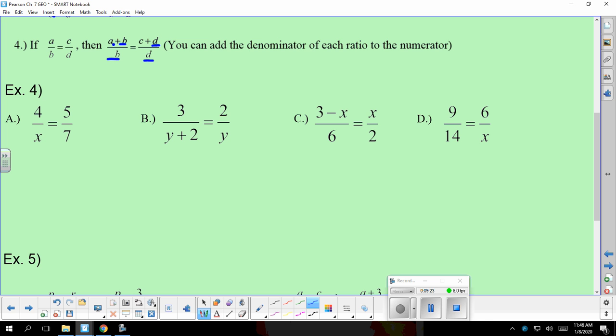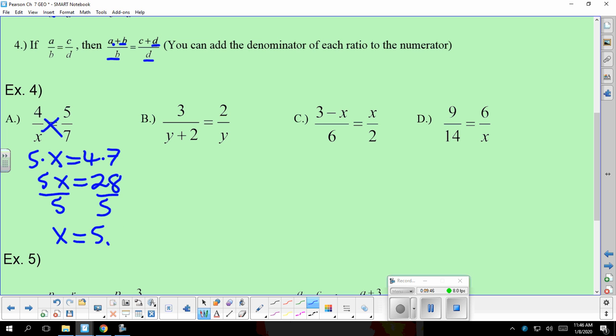So again, I'm going to cross multiply here. 5 times x equals 4 times 7. 5x equals 28. Divide both sides by 5. And x equals 5.6, 5 3/5. Really straightforward cross multiply. So multiply the top of one side times the bottom of the other.